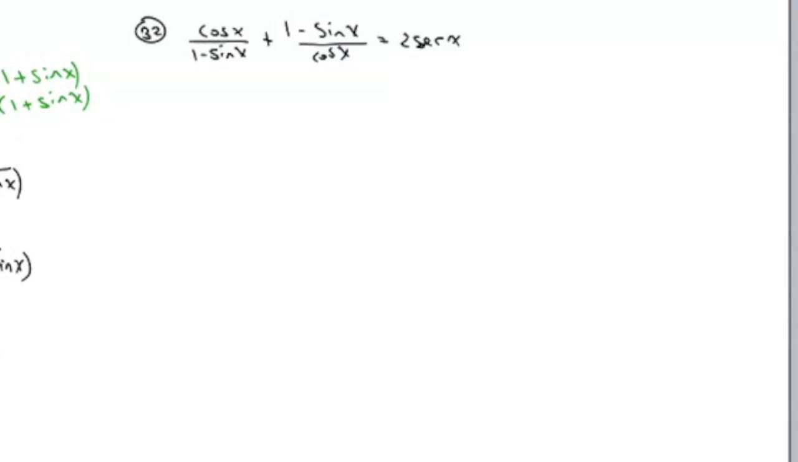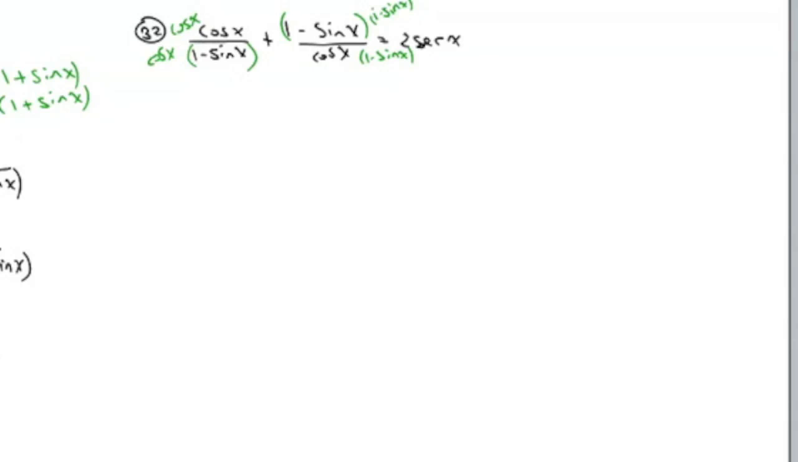What's this one missing? Cosine of x. Make sure you put parentheses here. And of course, another cosine of x. What's this side missing? 1 minus sine of x, top and bottom. And don't forget the parentheses there.